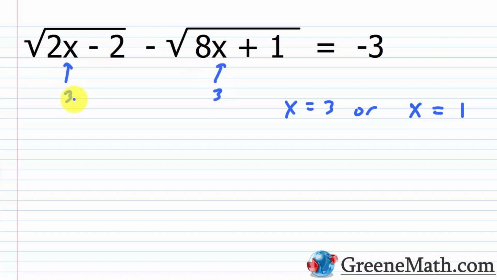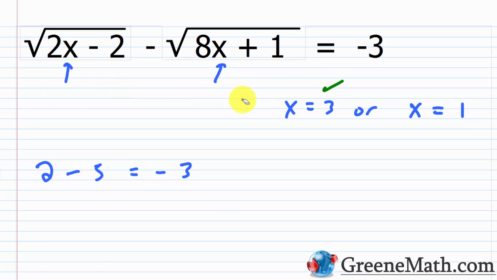So 2 times 3 is 6. 6 minus 2 is 4. Square root of 4 is 2. Then minus, 8 times 3 is 24. 24 plus 1 is 25. So the square root of 25 is 5. So is 2 minus 5 equal to negative 3? Yes, it is. So that checks out.